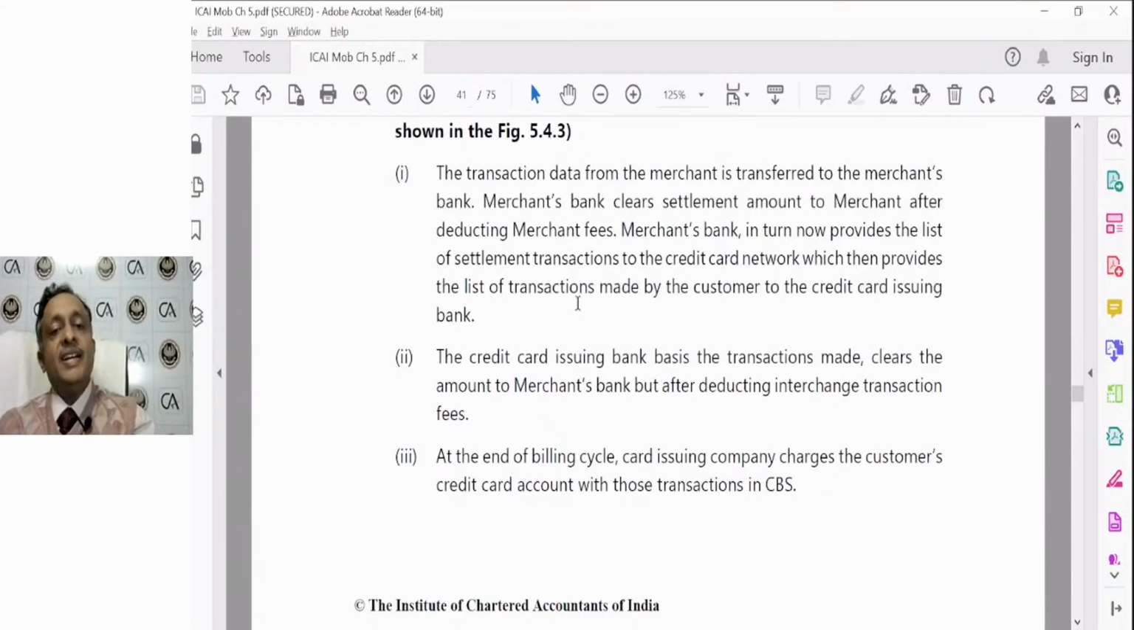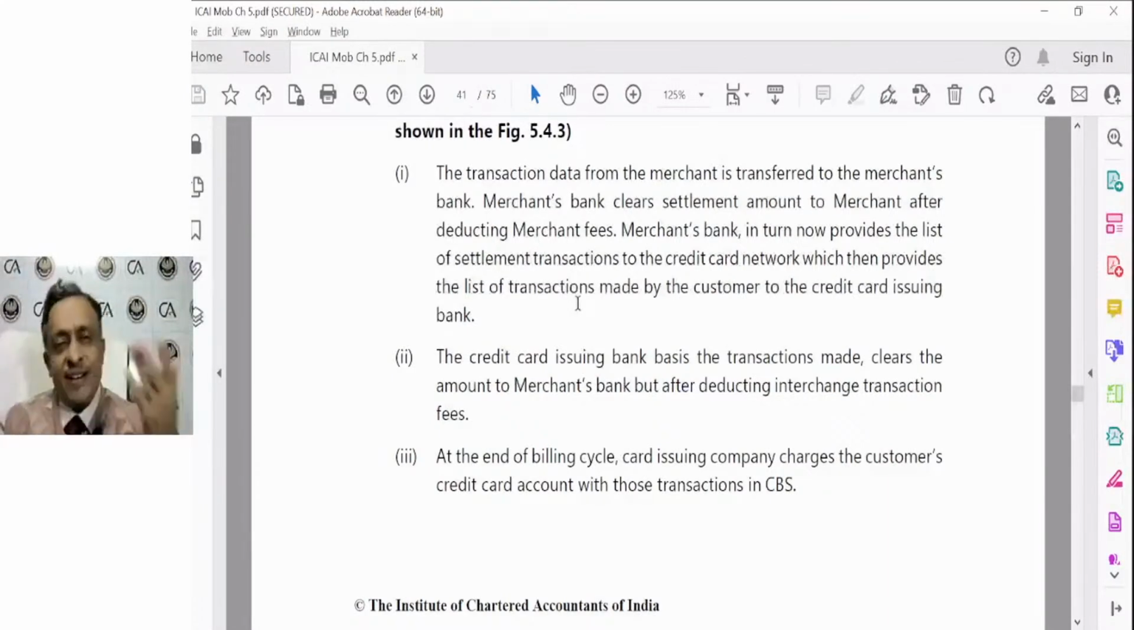Then the credit card issuing bank, based on the transactions made, clears the amount to the merchant bank, after deducting interchange fees. As soon as the details go from the credit card network to the credit card issuing bank, it makes the payment to the network. The payments are sent to the respective merchant banks, so the merchant bank receives the payment from the credit card issuing bank.